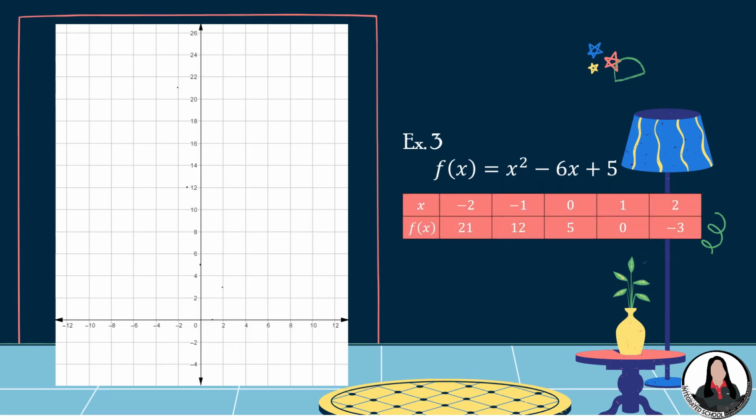We have f of x equals x squared minus 6x plus 5. Okay, so for this, we are given 5 points again. We have negative 2, 21. We have negative 1, 12. We have 0, 5. And we have 1, 0. And we have 2, negative 3.